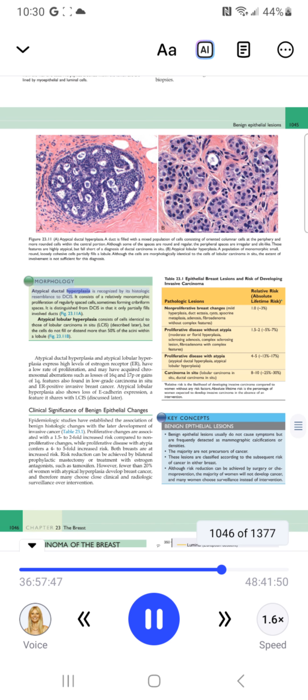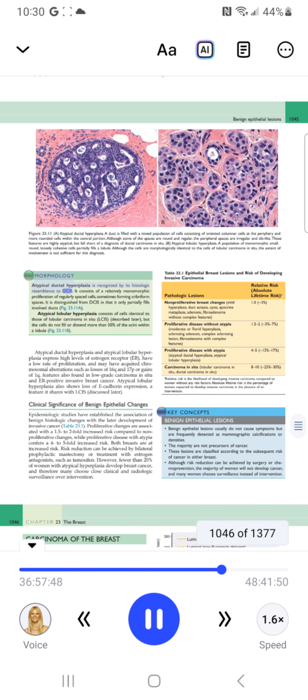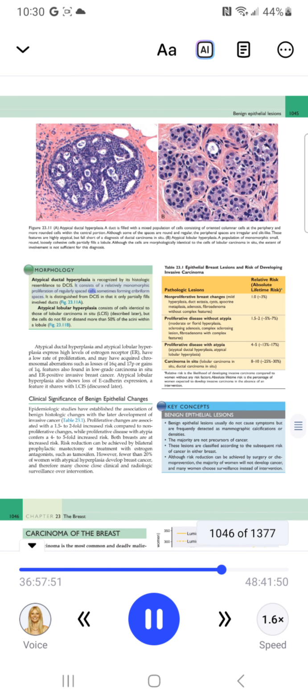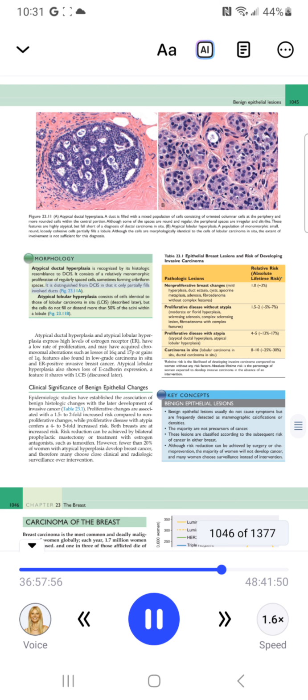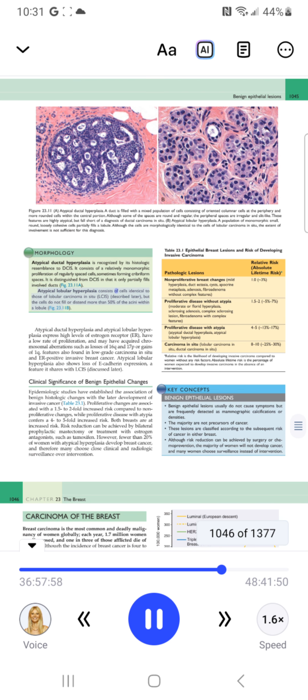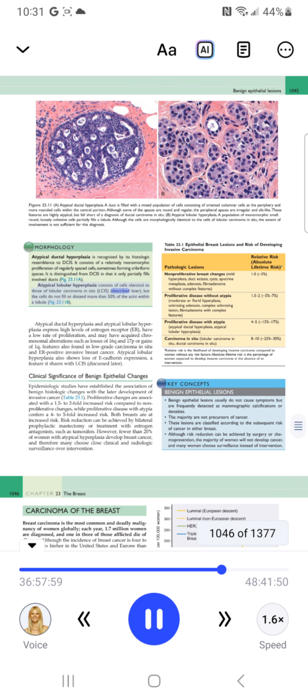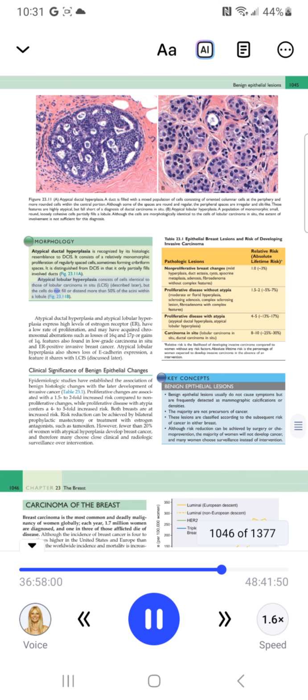Morphology. Atypical ductal hyperplasia is recognized by its histologic resemblance to DCIS. It consists of a relatively monomorphic proliferation of regularly spaced cells, sometimes forming cribriform spaces. It is distinguished from DCIS in that it only partially fills involved ducts. Atypical lobular hyperplasia consists of cells identical to those of lobular carcinoma in situ, LCIS, described later. But the cells do not fill or distend more than 50% of the acini within a lobule.